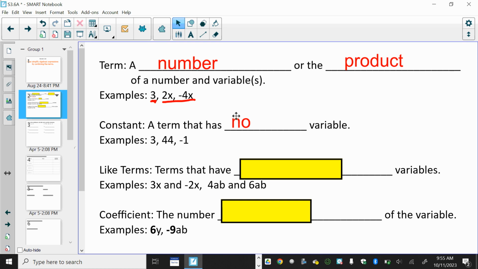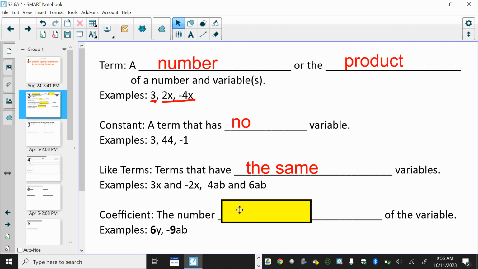When they do have letters, we're looking at something called like terms, terms that have the same variables. So examples of those might be 3x and -2x. They have the same combination of letters. Same thing with 4AB and 6AB. Notice that they have 2 letters. They each have the same 2 letters. All right? It means that they're the same category.